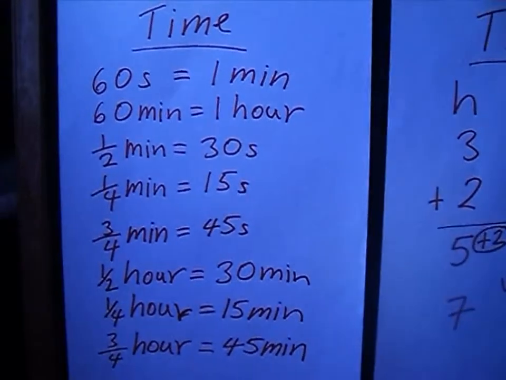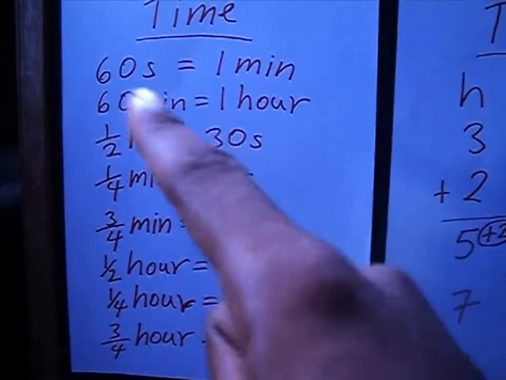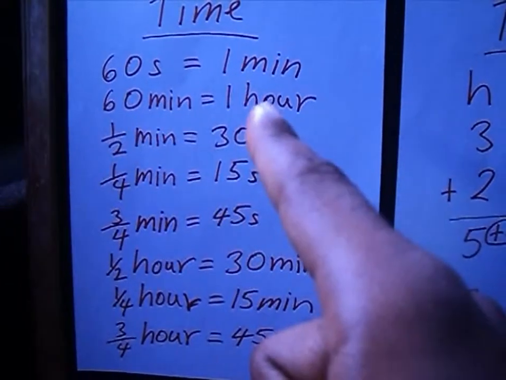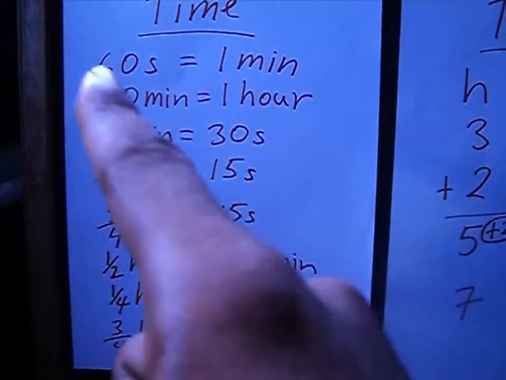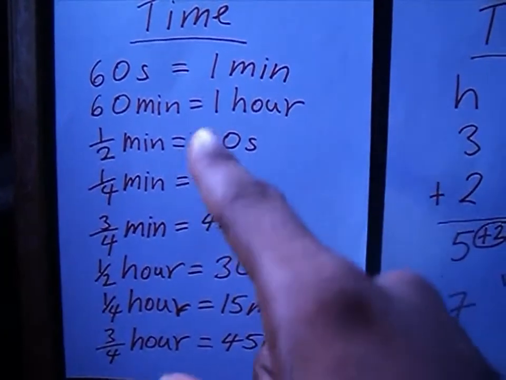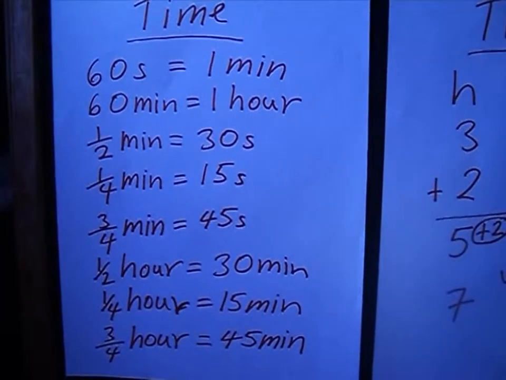So how many seconds do you think are in 1 hour? What should we do? Since we have 60 seconds in 1 minute and we have 60 of them in 1 hour, then we should multiply 60 by 60. You see that? To give you the hour. Okay? You can work it out.